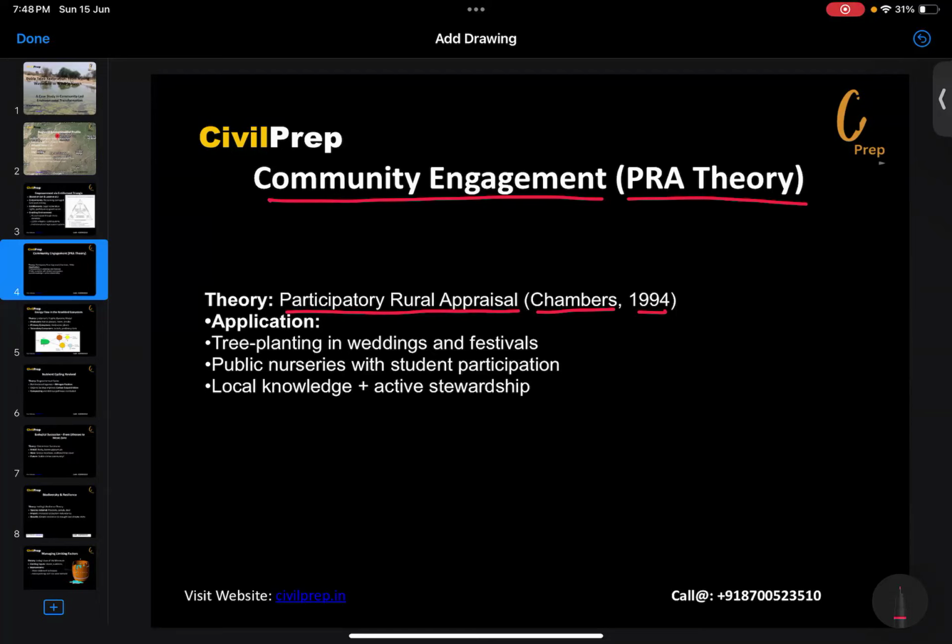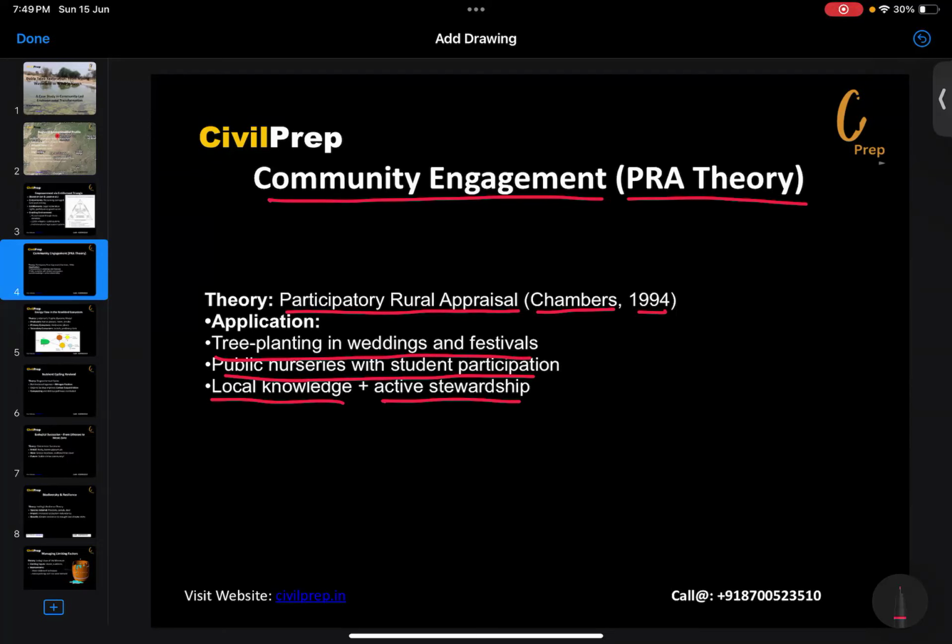So guys, this is one of the important aspects we can see here, which is quite important from the restoration of lakes, where tree planting in weddings and festivals is being done. Then public nurseries with student participation are done, and local knowledge and active stewardship are also done here.